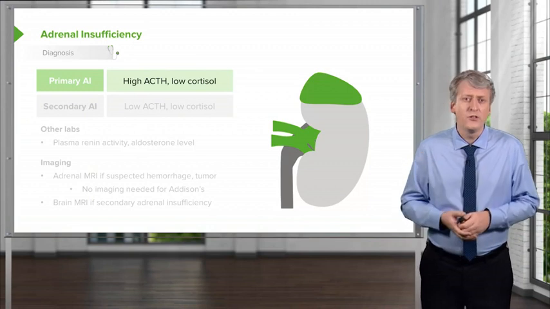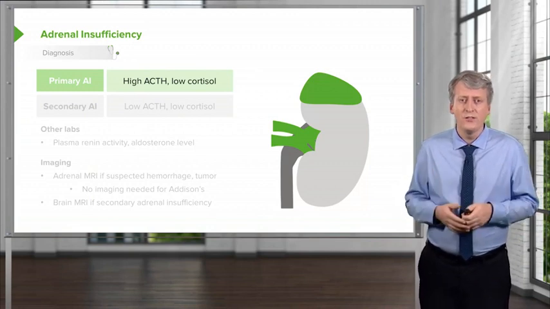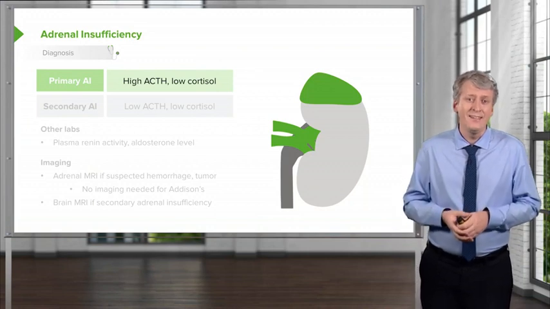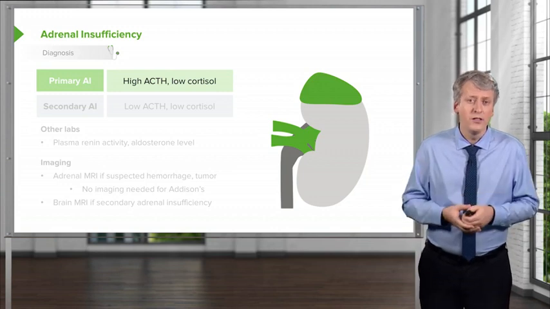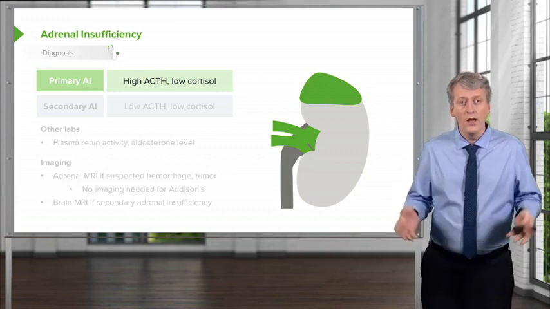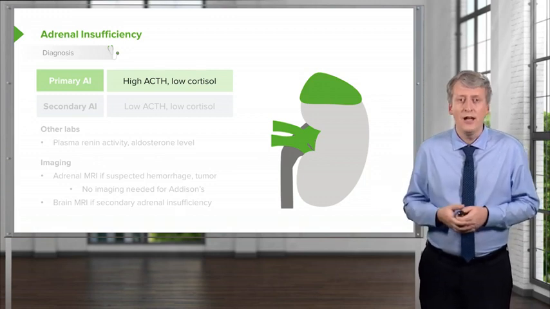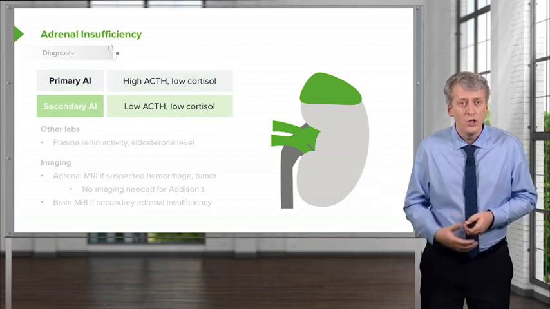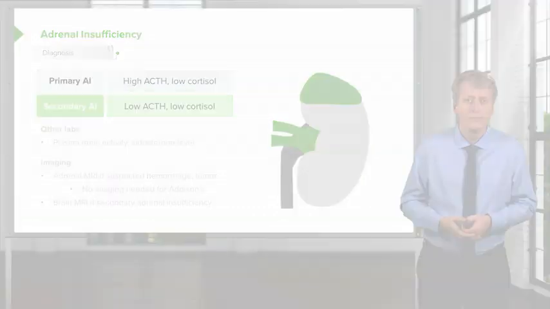In adrenal insufficiency, we're going to make a diagnosis on primary versus secondary disease, essentially by making sure we measure an ACTH level. It makes perfect sense. If you have primary adrenal insufficiency, you're going to have no inhibition of your pituitary gland, and you will have a high ACTH as well as a low cortisol. In secondary disease, you will have a low cortisol and a low ACTH.